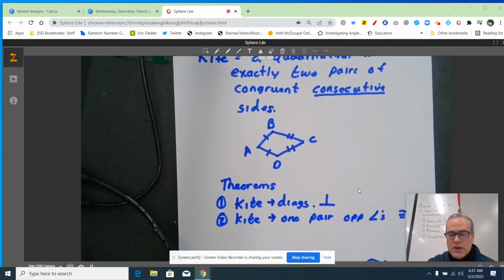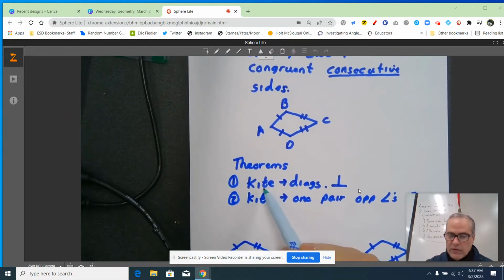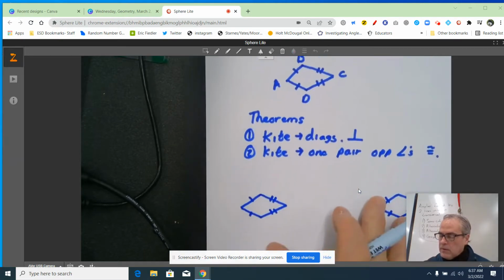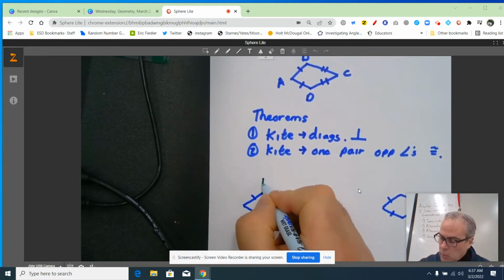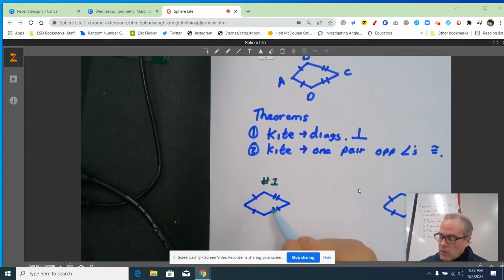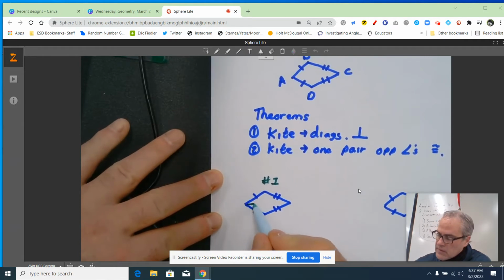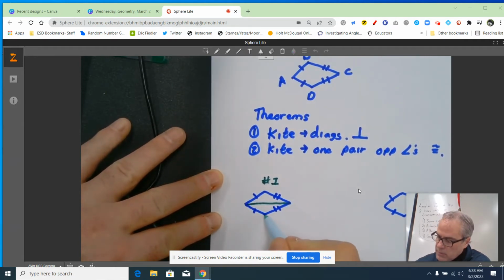Two terms associated with that, using the notation that we have talked about in class. You look at this and you say, if the quad is a kite, then the diagonals are perpendicular. And so here's an example of theorem number one right here. This is a kite because we have a quad with consecutive sides congruent. If you draw these diagonals, they're perpendicular to each other.